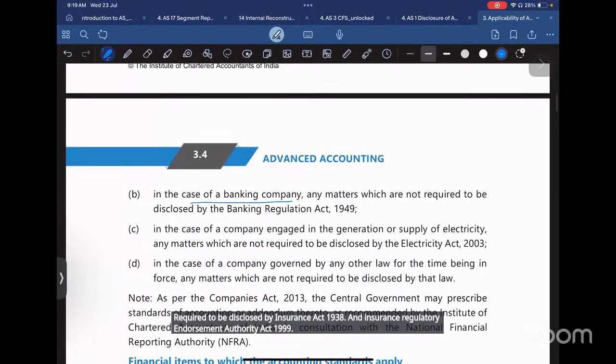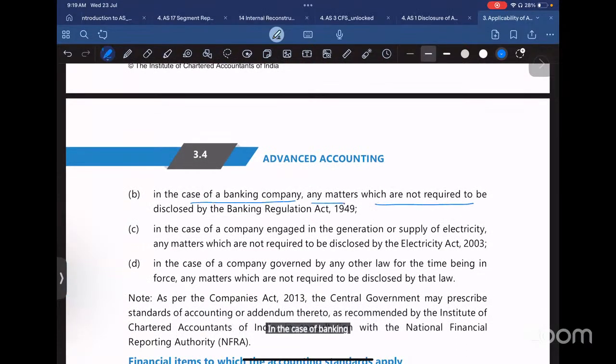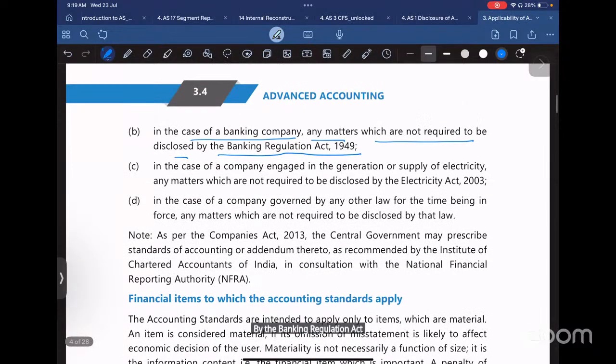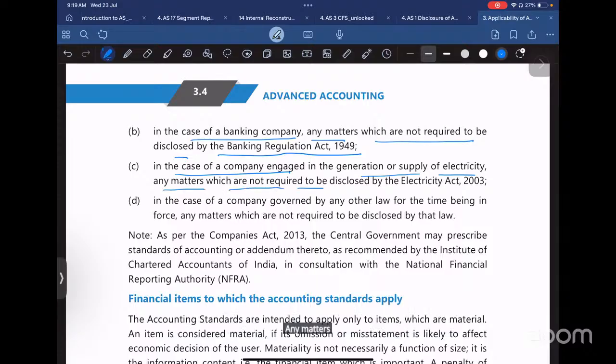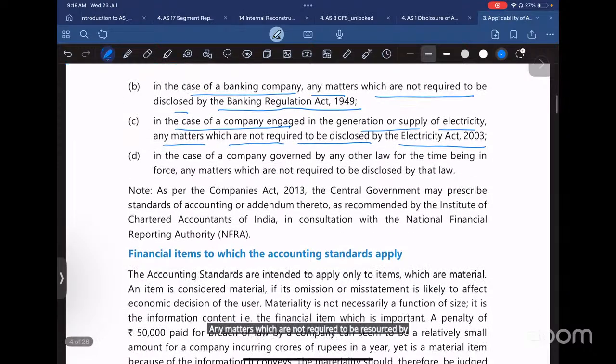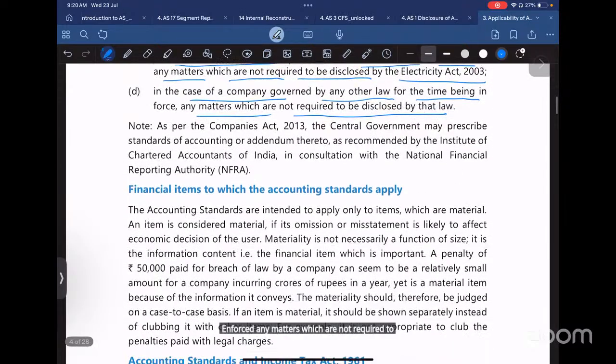In the case of a banking company, any matters which are not required to be disclosed by the Banking Regulation Act 1949; in the case of a company engaged in generation or supply of electricity, any matters which are not required to be disclosed by the Electricity Act 2003; and in the case of a company governed by any other law for the time being in force, any matters which are not required to be disclosed by that law.